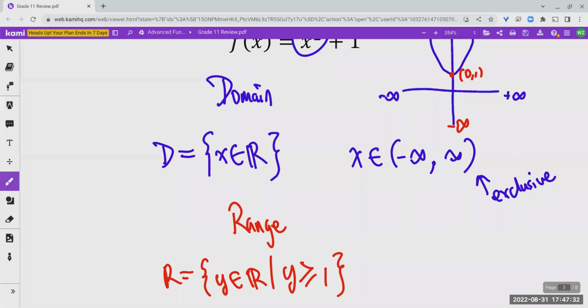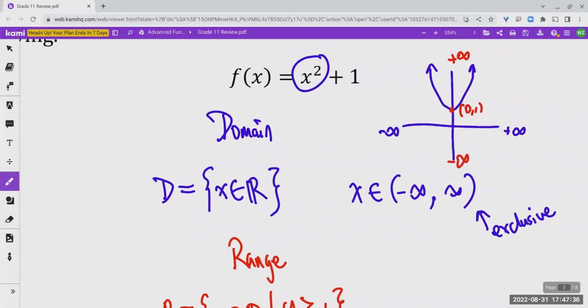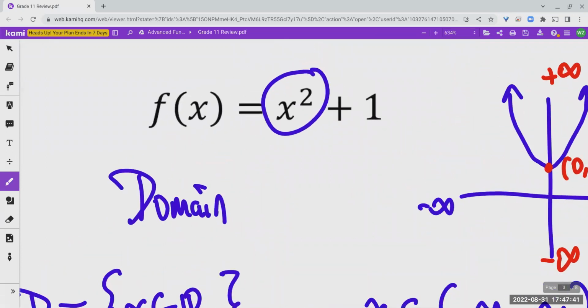Again, well, I don't know how to graph this. How can I do this without the graph? Well, you're going to have to use reasoning. Now, this is a bit trickier. Remember, the range is talking about what f of x can be. What is y? So you've got to calculate it. Is there any smallest value that this can have? Meaning that, well, x squared, right? What's the smallest possible value of x squared?